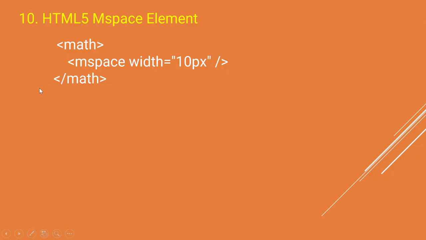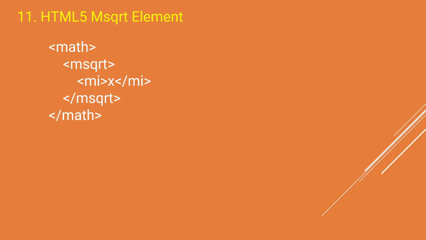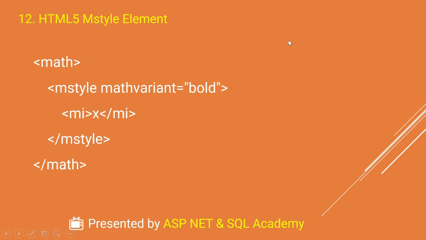The msqrt element is used to define math square root content. It is often used to specify a square root in a mathematical equation. The mstyle element is used to define math style content. It is often used to specify the style of a mathematical equation.